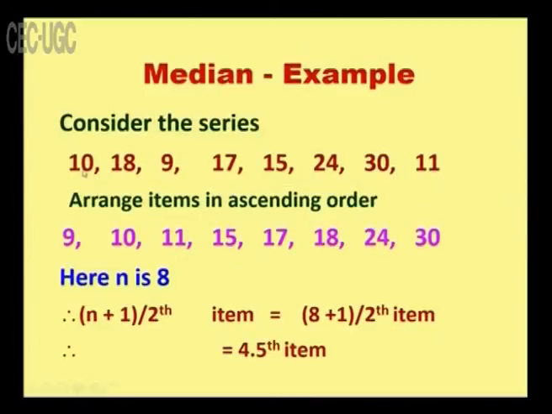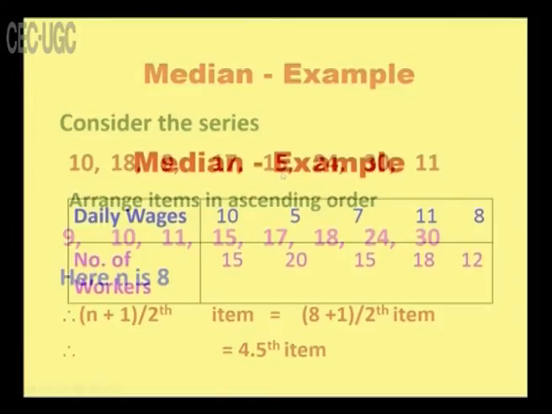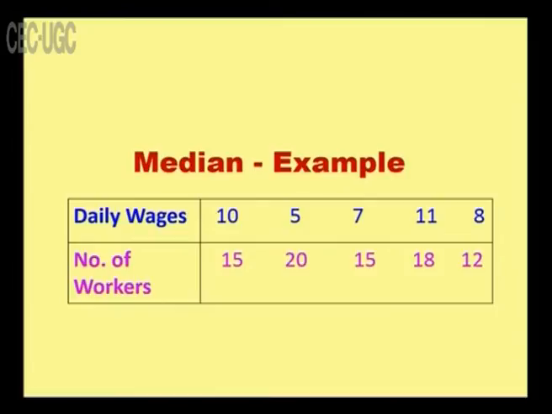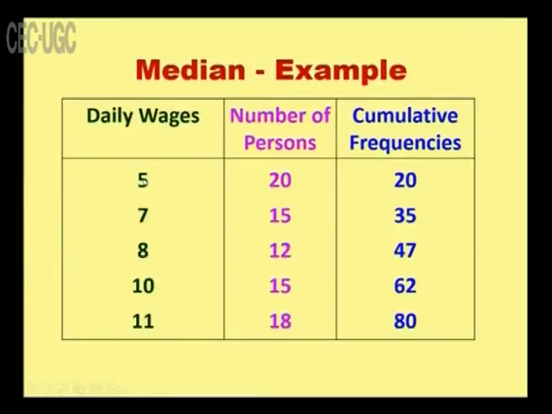So, in these two cases, the data set is somewhat simple, ungrouped. And in case it is grouped data, how can we find the median? In this example, the daily wages and the number of workers are given, with daily wages 5, 7, 8, 10 and so on, and we are calculating the cumulative frequency. That means the cumulative frequency of one particular interval is the sum of all the frequencies before it, so for this interval it is 15 plus 20, that is 35, and 35 plus 12, that is 47. In that way we can calculate the cumulative frequency.